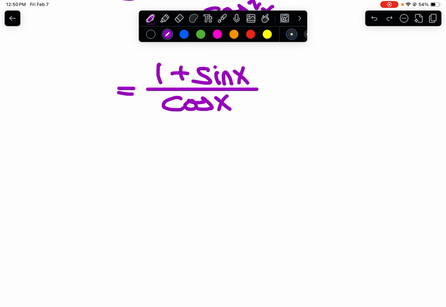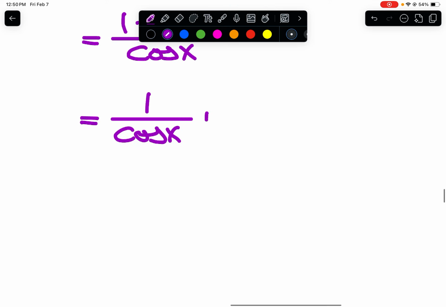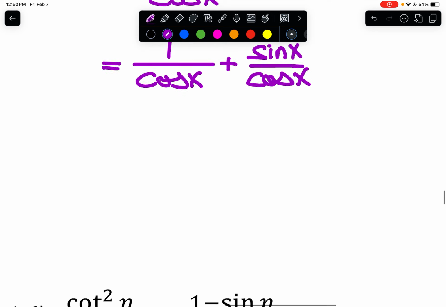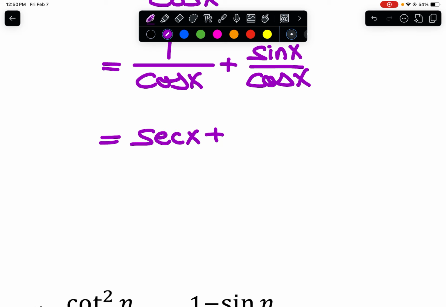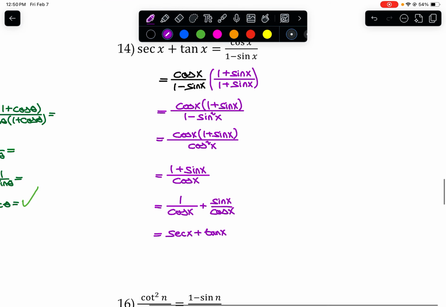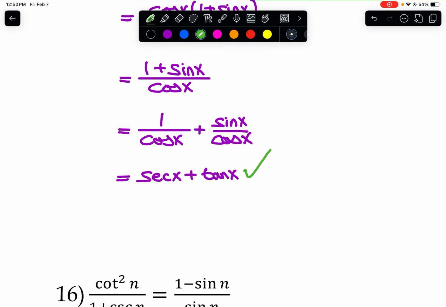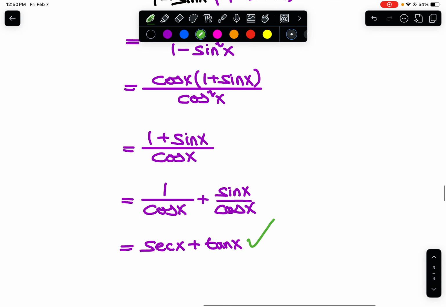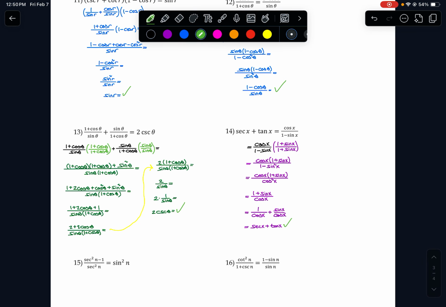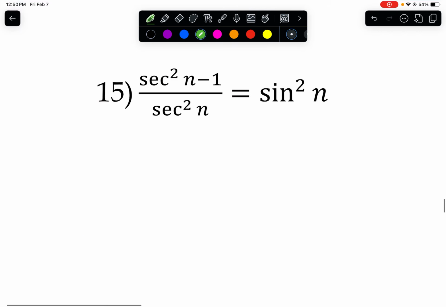So doing this, I'm going to have 1 over cosine x plus sine x over cosine x. So 1 over cosine, that is secant x, and then sine x over cosine x, that is tangent. So secant x plus tangent x. Ta-da! Check. Don't we love it just when things just work? It's amazing. Next. So number 15.